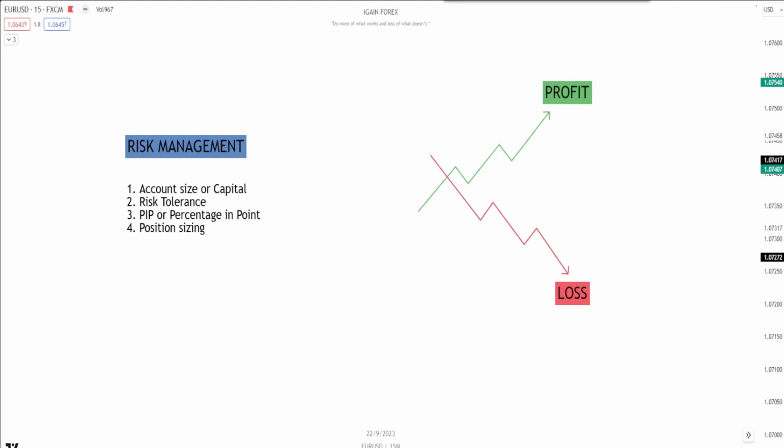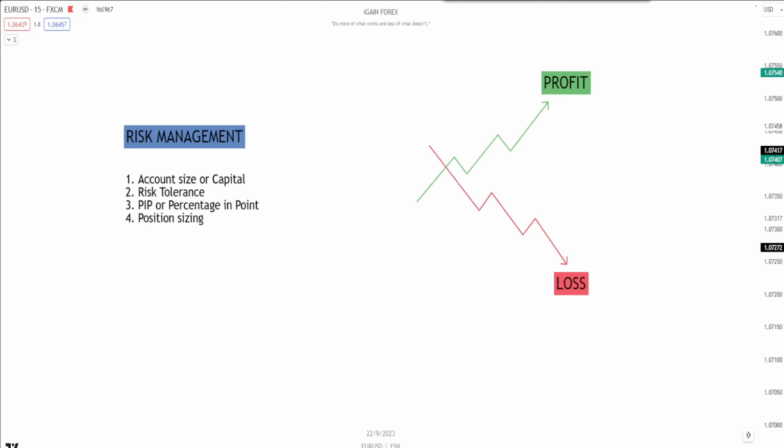Number one, we have our account size or our capital. Number two is risk tolerance. Number three, we should also understand what a pip, or percentage in point, is. And number four, the most important thing, is how we use position sizing in our trades. Okay, so let's go through this one by one.